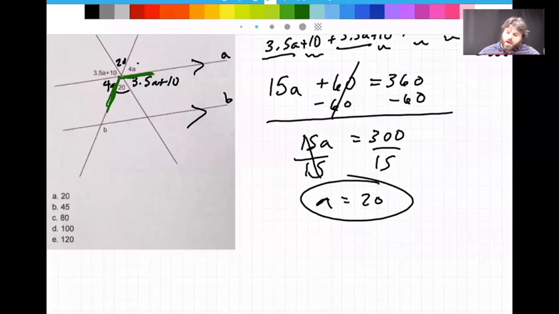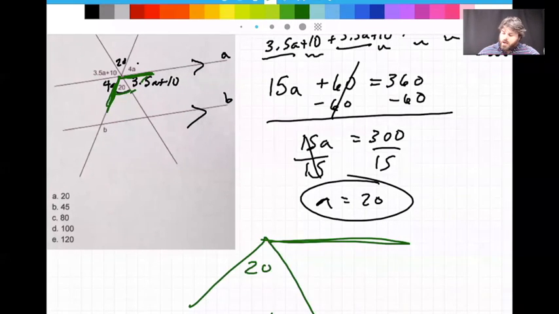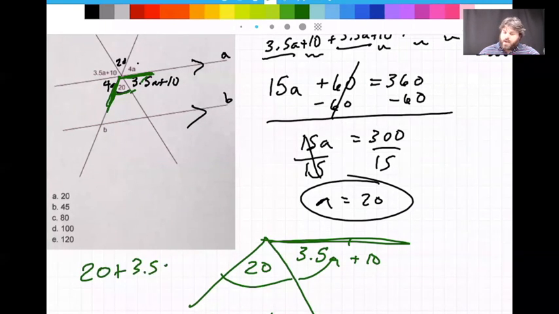All right, now it's comprised of 2 different things that I know. I know this part is 20, and I know that this angle here is 3.5A plus 10. So together, what do they make? Well, just add them up, right? 20 plus 3.5A plus 10.